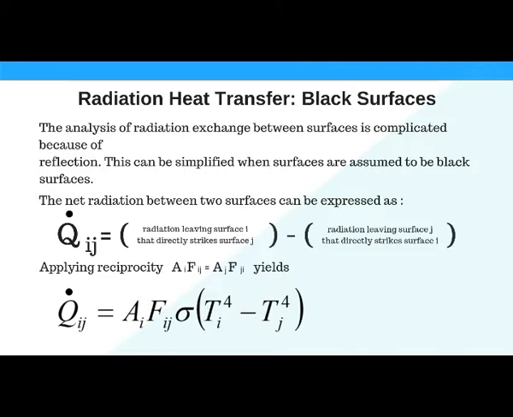So the symbol Q in this formula refers to the heat transfer rate. After applying reciprocity, we get the formula Qij equal to Ai Fij multiplied by the Stefan-Boltzmann constant multiplied by Ti to the power of 4 minus Tj to the power of 4. So this is the formula for radiation heat transfer between black surfaces.